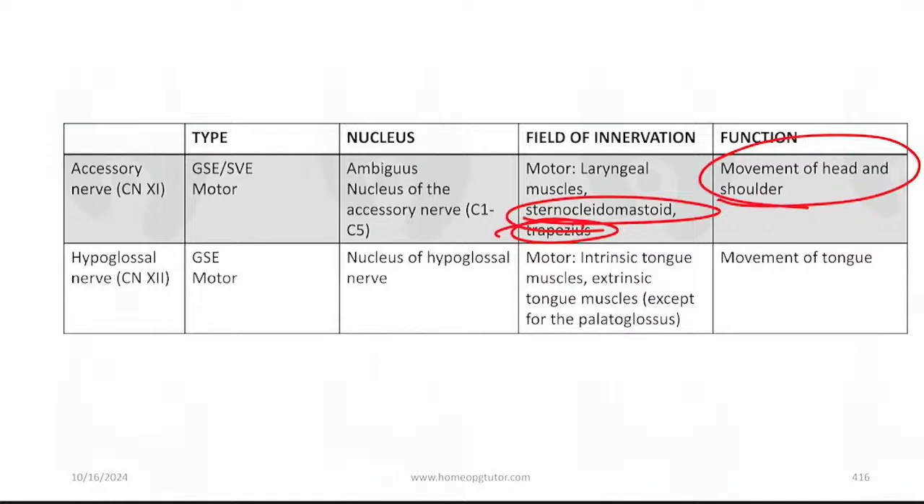Next one, the last cranial nerve that you have to know is the hypoglossal nerve. The hypoglossal nerve is majorly a motor nerve, and it supplies the tongue. The intrinsic muscles of the tongue are supplied by the hypoglossal nerve, and also certain extrinsic muscles of the tongue, except for palatoglossus. Except for that one, all the other muscles of the tongue, extrinsic and intrinsic, are supplied via the hypoglossal nerve. The movement of the tongue is controlled by the hypoglossal nerve.